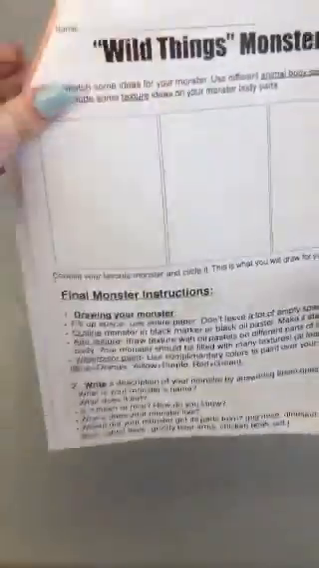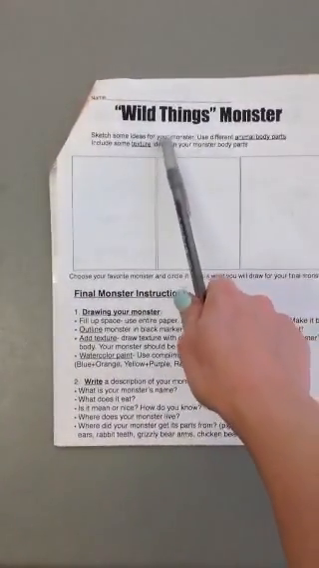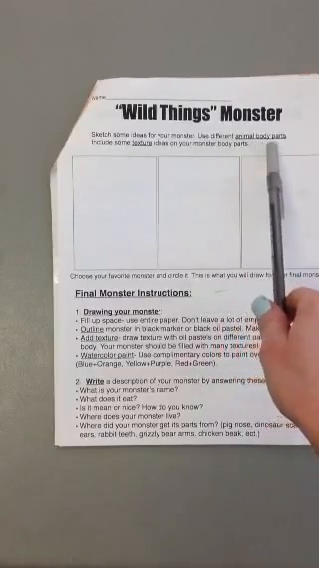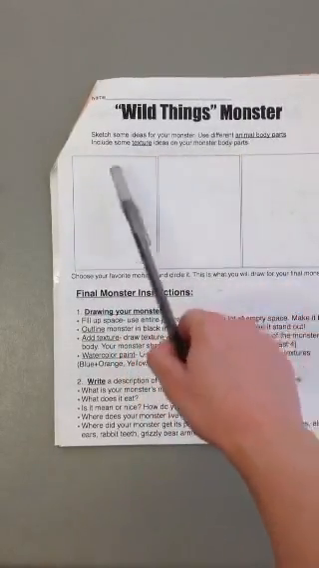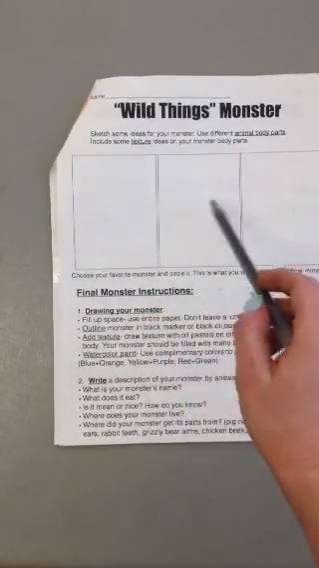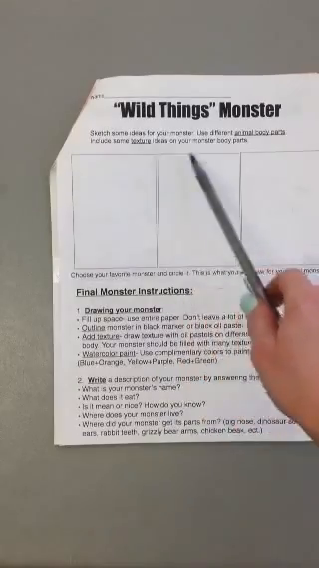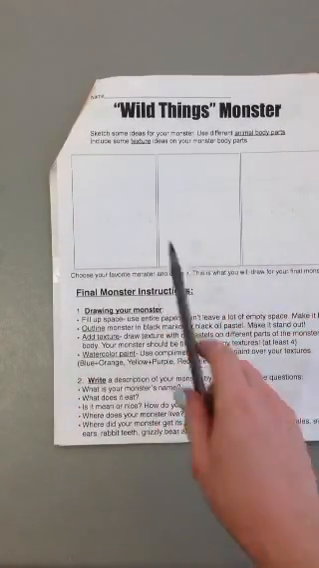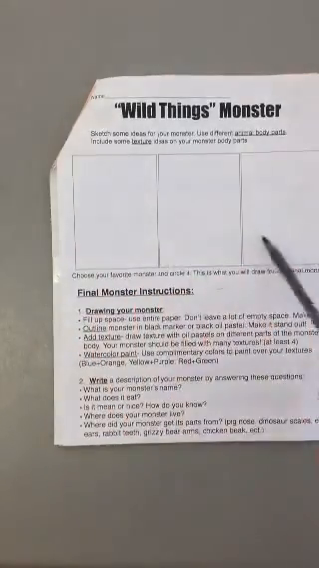Now the next page, we are going to sketch some ideas of your monster that you want to draw. So we're going to use different animal body parts and include some textures for your monsters. So here's 3 boxes right here where you can try and sketch out a monster idea that you could draw later very, very big. So I don't have to do 3 sketches. I can just do 1 or 2 or all 3 if I really want to plan out my ideas.